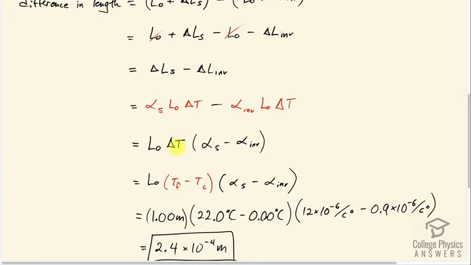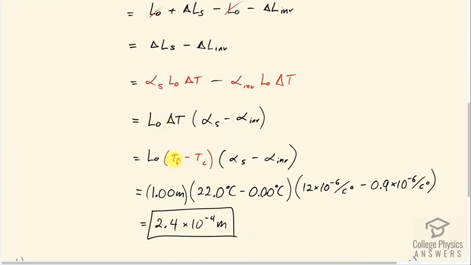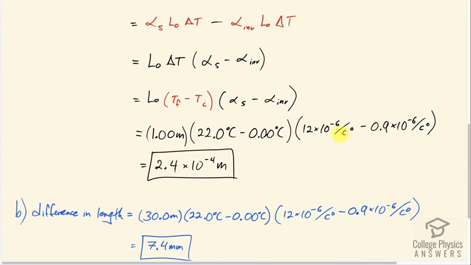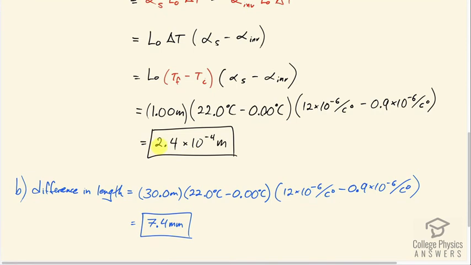So those common factors can be factored out of the bracket, and the change in temperature is the final minus the initial temperatures, and so we have 1 meter initial length multiplied by 22 degrees Celsius minus 0 degrees Celsius, and I'm taking this to have some extra digits of precision here. The question doesn't explicitly say that, but why not? All the other numbers have 3 significant figures. And we multiply that by 12 times 10 to the minus 6 per Celsius degree minus 0.9 times 10 to the minus 6 per Celsius degree. And we get 2.4 times 10 to the minus 4 meters will be their differences in their lengths at 22 degrees Celsius. And that is 0.2 millimeters.